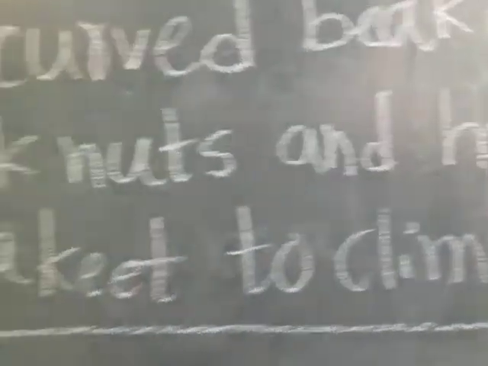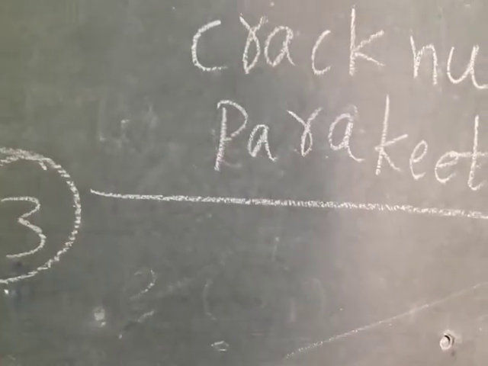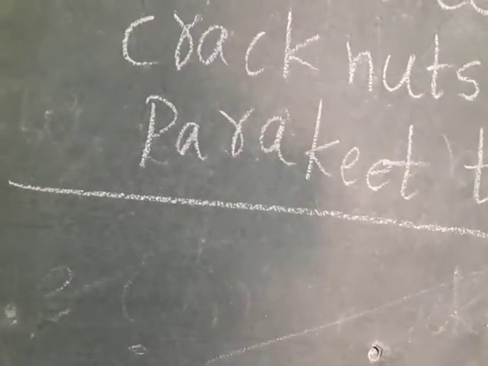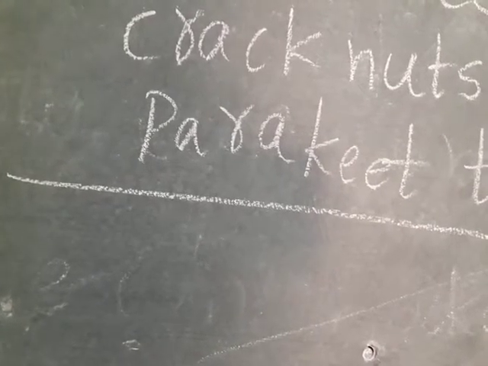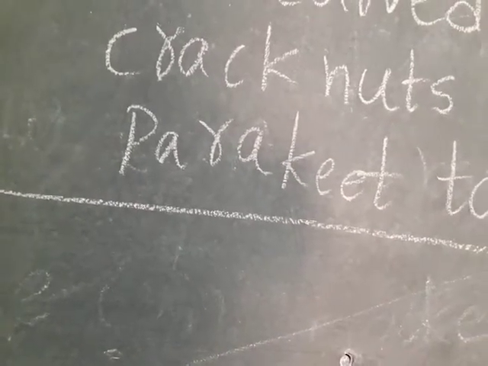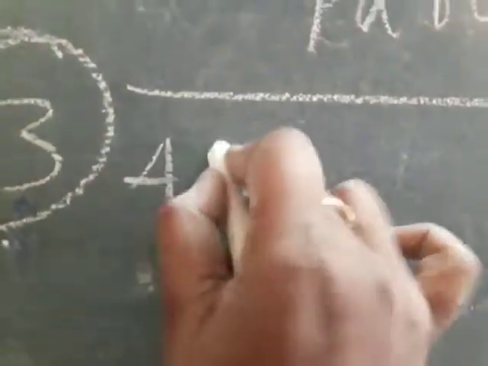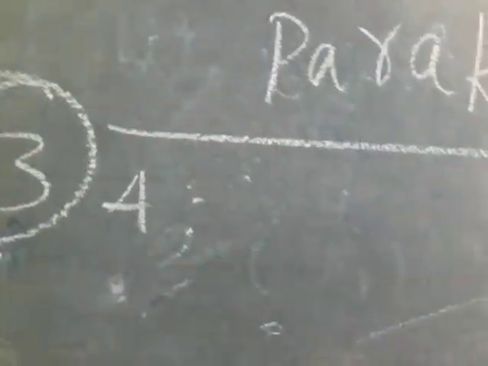Okay, next third question. What is the third question? How is a duck's beak different from that of a sparrow? Okay, third question answer. Write question and third question answer. You write question and answer in your notebook. Okay, must and should write question, children. Third question answer.